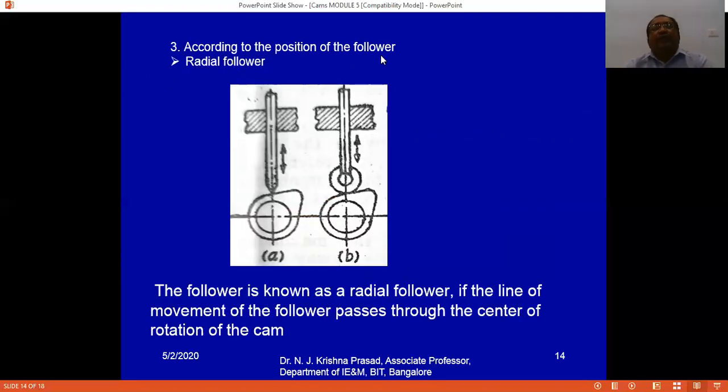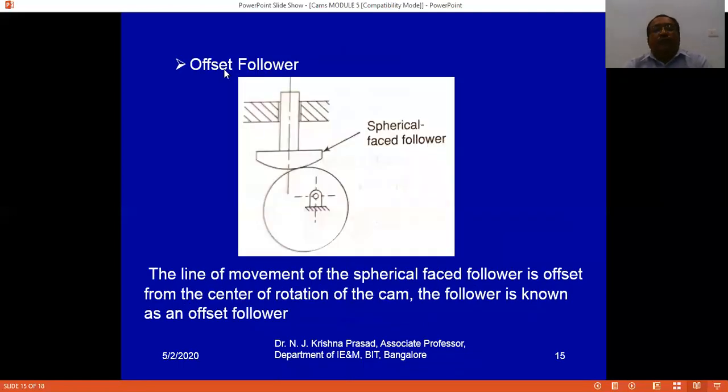According to the position of the follower, it is classified as radial follower. In the radial follower, the line of movement of the follower passes through the center of rotation of the cam. In the offset follower, the line of movement of the spherical faced follower here is offset from the center of rotation of the cam. So this much is the offset. This type of arrangement is called the offset follower.